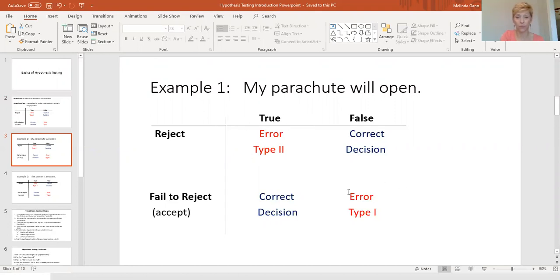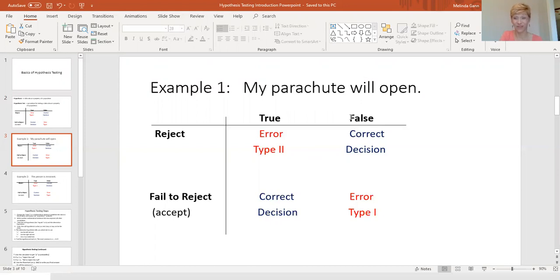But look at what a type 1 error would be in this situation. That statement's really false. That parachute's not going to open. But I'm standing in the doorway of the airplane and I fail to reject. I accept that statement. I accept that my parachute will open. So if I think my parachute's going to open, I'm going to jump. But it's not going to open. Now think about the consequences of that.